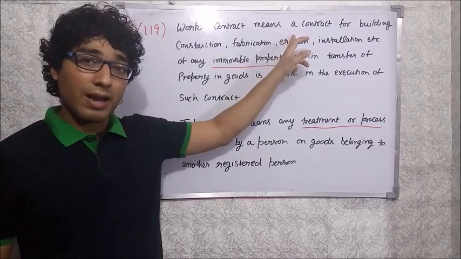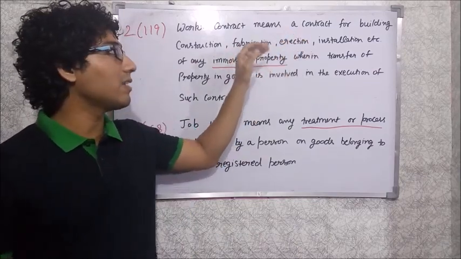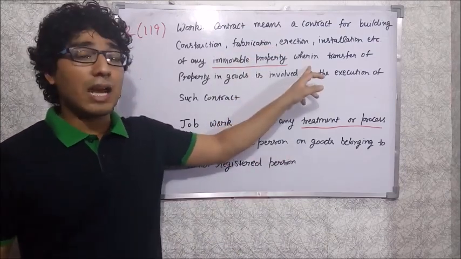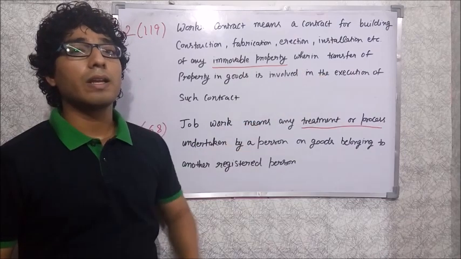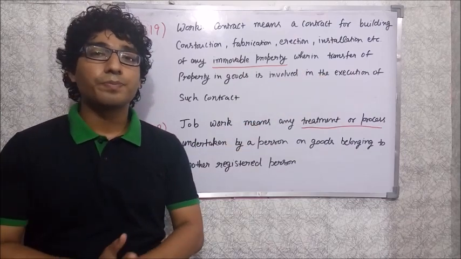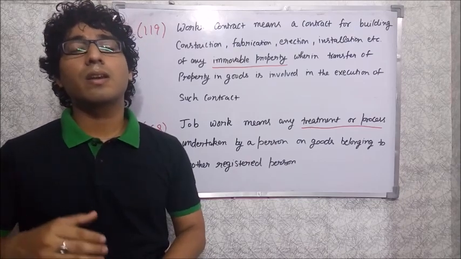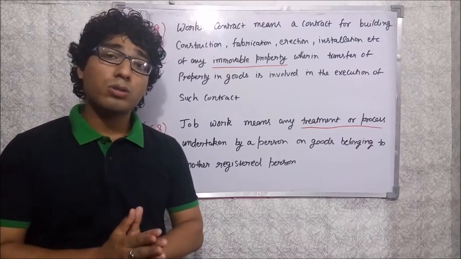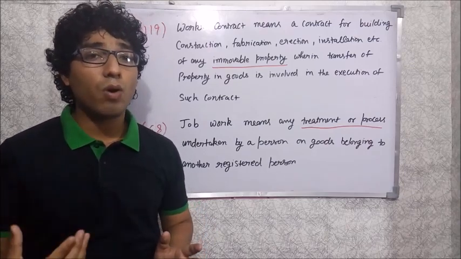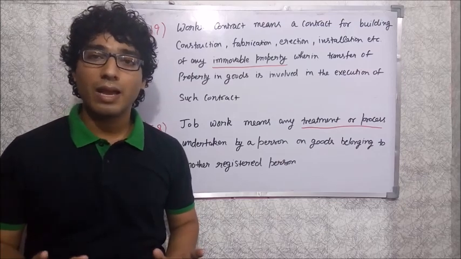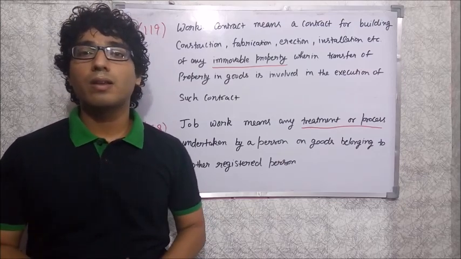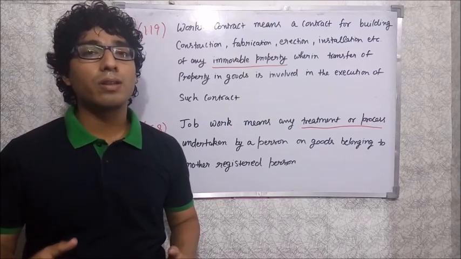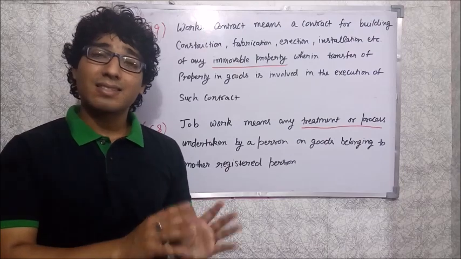So a works contract means a contract for building, construction, erection, fabrication, installation, etc. on any immovable property wherein the transfer of goods is also involved in execution of such contract. So if there is any installation, commissioning, erection, etc. on any immovable property, and the supply of goods is also involved in execution of those contracts, then only will that be called a works contract. And the works contract is deemed as a supply under Schedule 2. We will discuss it later in the video. It will be treated as a supply of service.